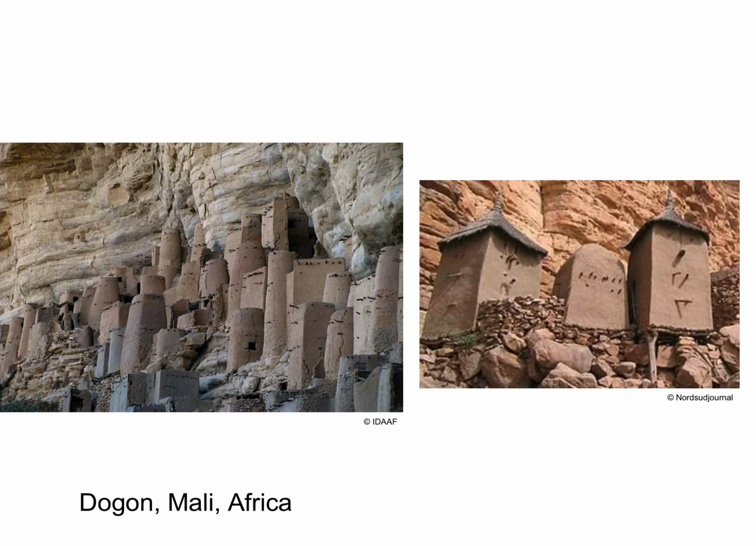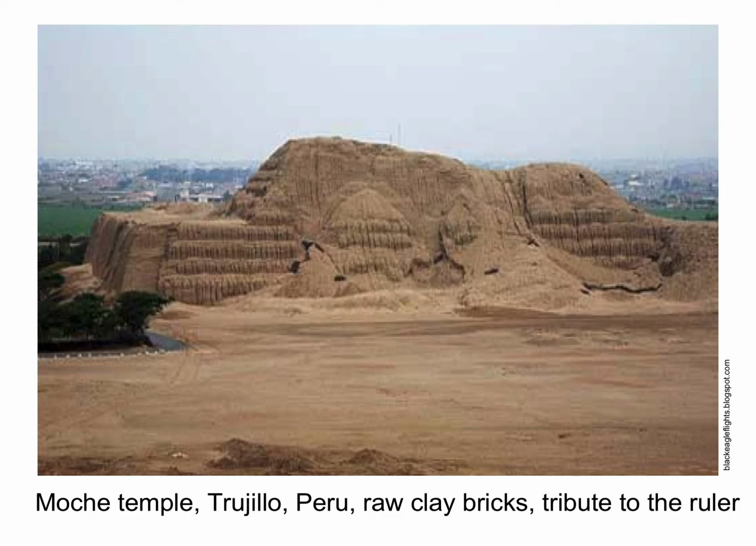In Mali as well, we have those Dogon granaries that were built for the storing of food material like grains and so on, and those are also built out of raw clay. In the New World as well, there are many raw clay buildings, mostly in Peru. This is the Moche Temple in Trujillo.